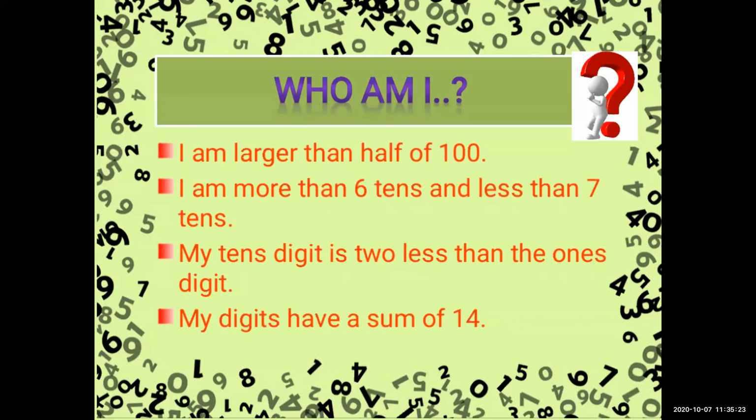I am saying 13 seconds, 14 seconds. I am larger than half of 100. I am more than 6 tenths and less than 7 tenths. My tens digit is 2 less than my ones digit. My digits have a sum of 14. Don't search in Google, you will not get the answer, because it is a tiebreaker. Yes, Neeraj has raised the hand.